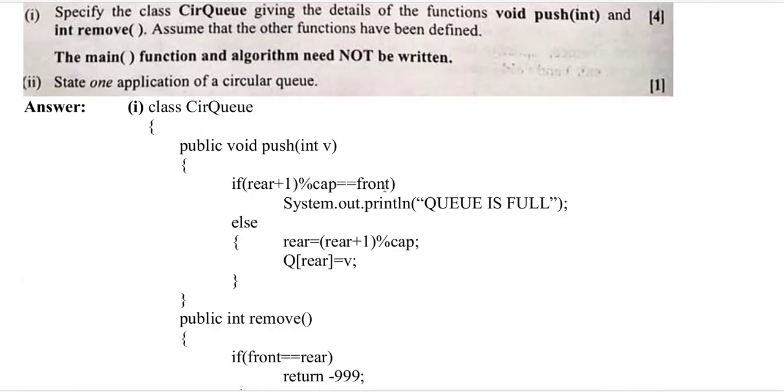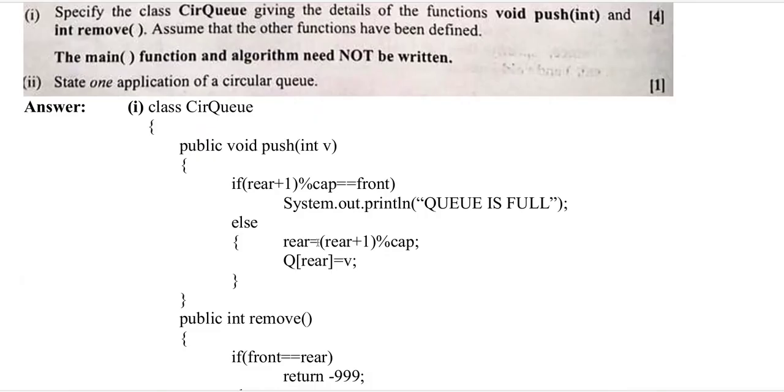What is the cap? Is the capacity equal to front? Okay. One thing I forgot is one extra bracket is needed. I missed it out. Sorry for that. So after if, there will be one more bracket followed by another bracket for rear plus 1 modulus. So if the rear plus 1 modulus cap and front both come to the same point, Q is full.